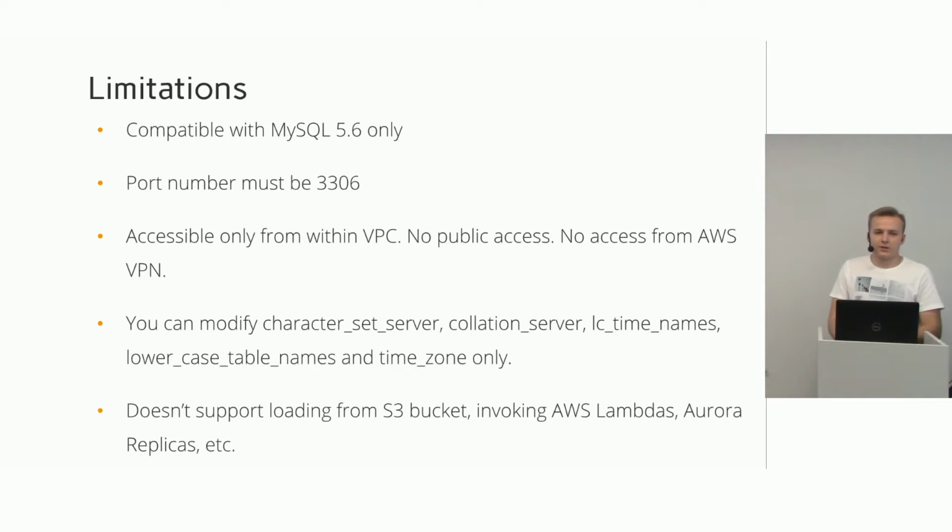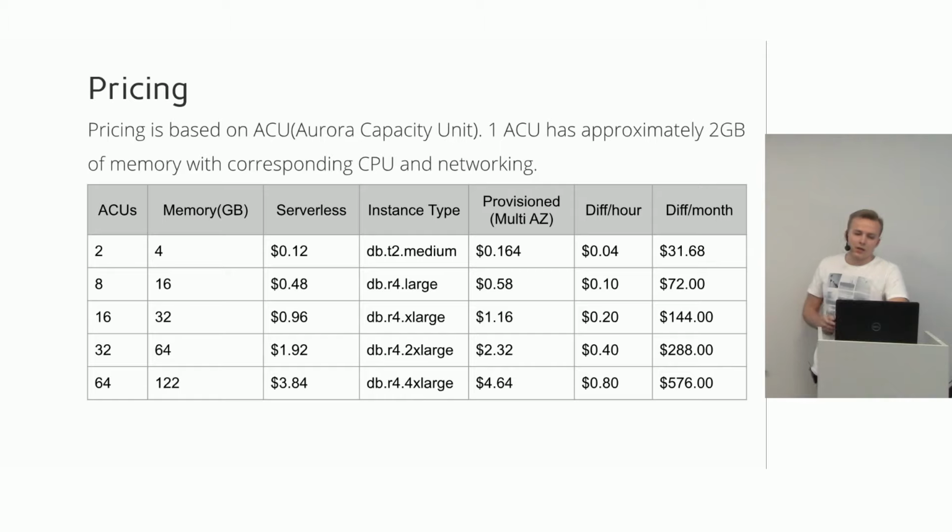You can modify only 5 internal MySQL variables, and if you try to modify any other variables, you'll get a permission error. And despite being a part of Aurora service, it doesn't support such nice things as loading data dumps from S3 bucket, which is really useful when you have a lot of data. It also cannot invoke AWS Lambdas from inside the MySQL functions. For example, you cannot invoke AWS Lambda from the trigger, and it doesn't support read replicas.